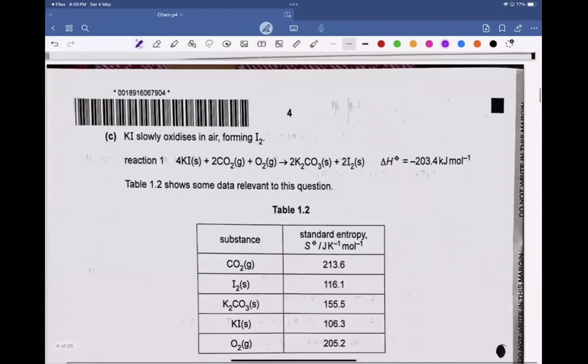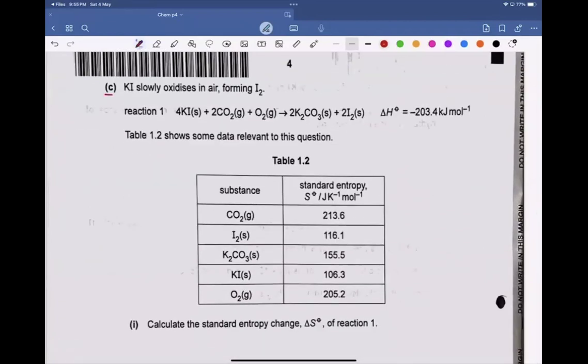Okay. Now, part C. Potassium iodide slowly oxidizes in air, forming iodine. Here we have the equation. They have given you the enthalpy change. They have given you the entropy values. Calculate the standard entropy change of reaction 1.